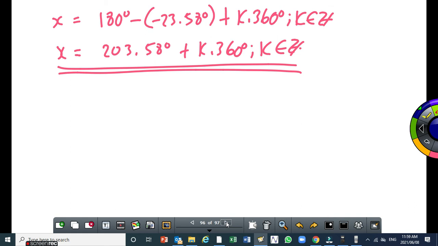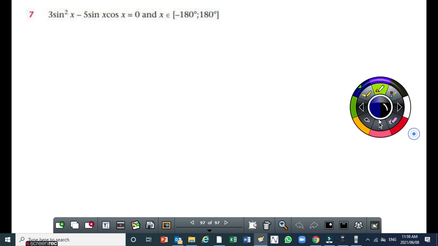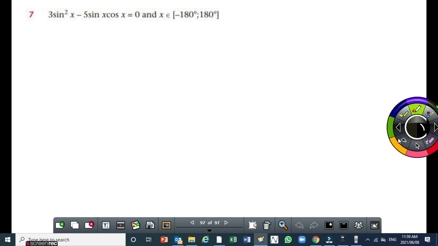All right, the next example. The next example is this one here. Make sure you pay attention to this one because you might see something which looks similar next week. All right. So this one now, we need to find values of x.